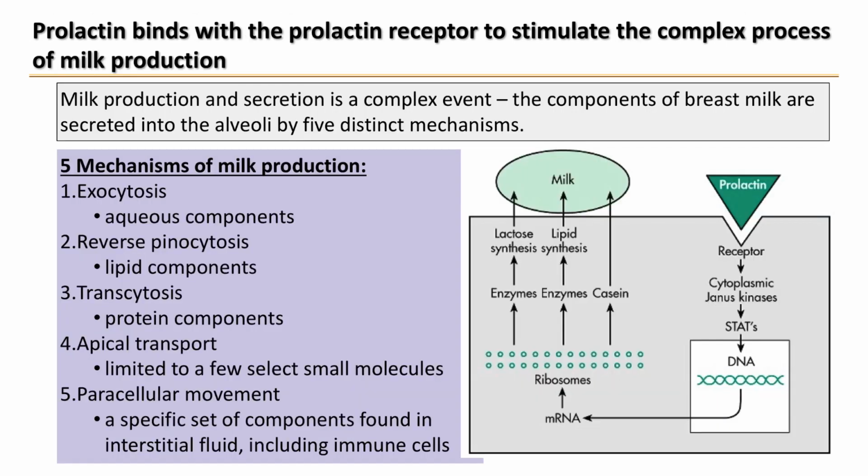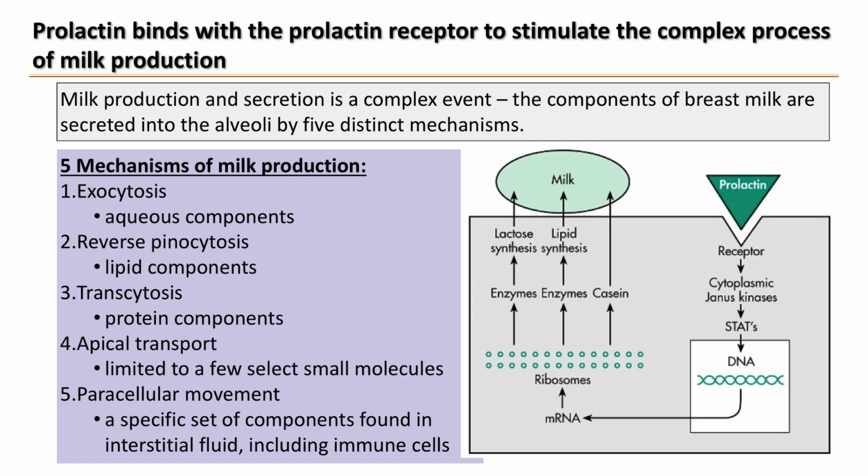So, what happens when prolactin actually binds with its receptor? Milk production is actually quite complex. Okay, and the components of breast milk are secreted into the alveoli by 5 distinct mechanisms. We know that exocytosis is involved, especially for the aqueous components.